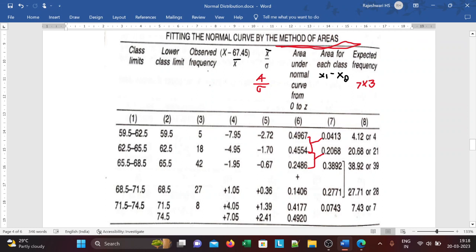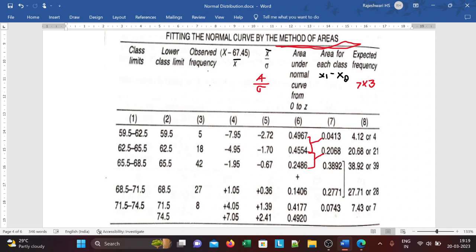So after that, the area under the normal curve. For this we need to check the normal curve table. So for 2.72, the normal curve table gives us 0.4967. So for 1.70, the normal curve table will give the answer 0.4554. So like that we will find out the normal curve table values for all the given values here. So after that, area for each class we are going to find out here.